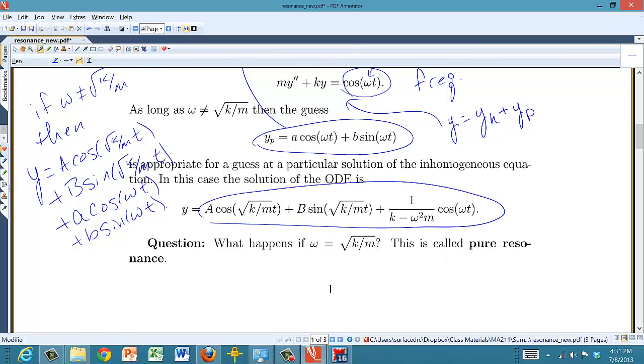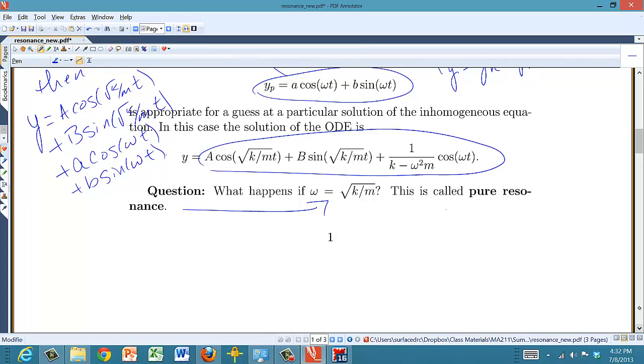The question is, what happens if you do force this thing at the natural frequency of the system? This is called pure resonance. Whenever you set omega equal to square root k over m, this is called pure resonance, and this is called the pure resonance frequency of the system. If you have an undamped system, then the pure resonance frequency is equal to the natural frequency of the system.